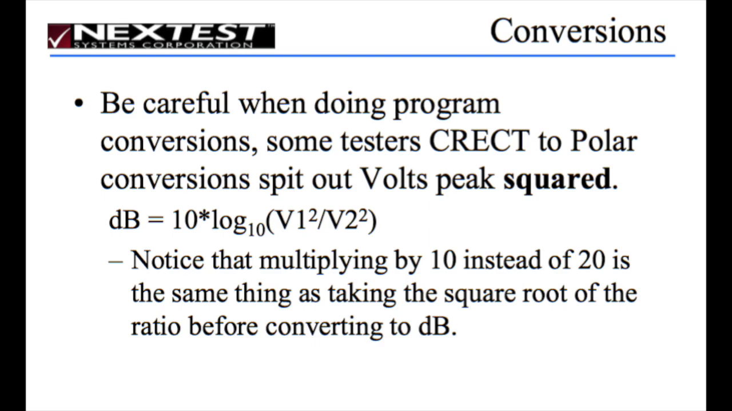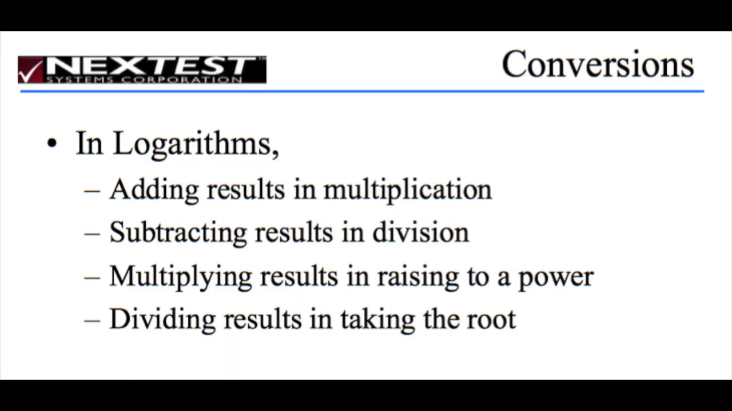So multiplying by 10 instead of 20 is the same thing as taking the square root of the ratio before converting to dB. I know sometimes this math stuff gets to be an issue. So in logarithms, adding results in multiplication, subtracting results in division, multiplying results in raising to a power, and dividing results in taking the root. So you got to be careful there.